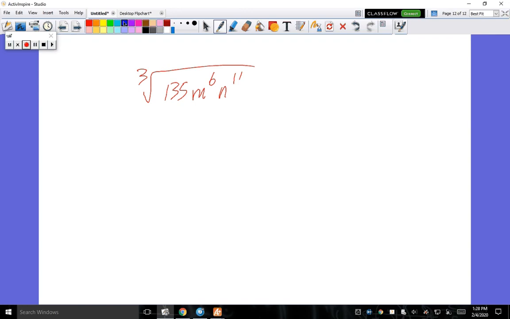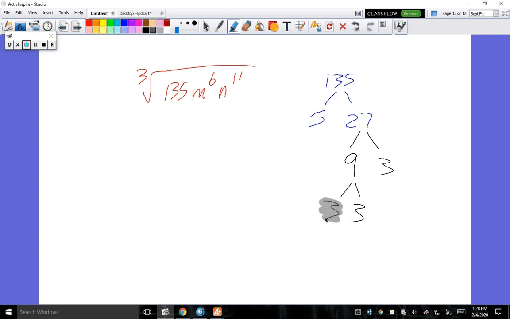I'm not going to write them down, but what's the prime number that I'm going to start trying to break up 135 by? 5. 27. The 27 I can break up. 9 and 3. This 9 I can break up. 3 and 3. So my prime factorization pieces yielded 3 of these 3's and 5.